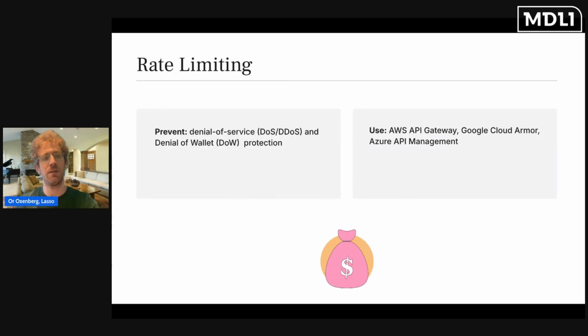The last part is rate limiting. It's pretty simple. You can use any gateway you want in any cloud. I'll give you some examples. It's meant to prevent denial of service, and even bigger, denial of wallet, because right now we are connecting agents that use expensive LLMs behind the scenes. So we want to make sure we have good and correct rate limiting for our server when we deploy it.